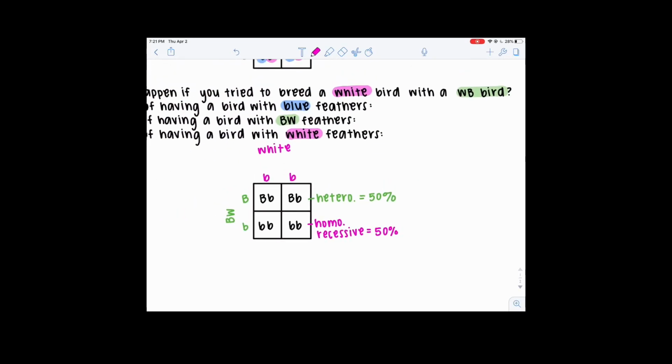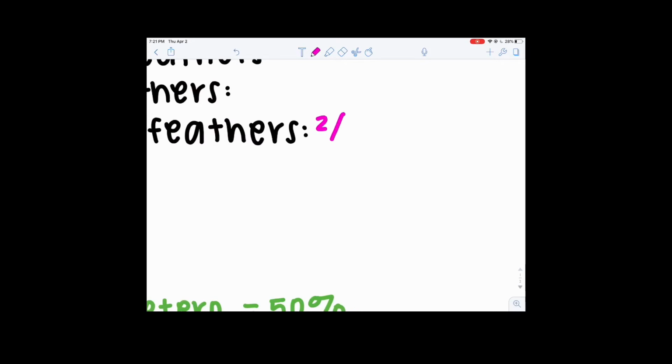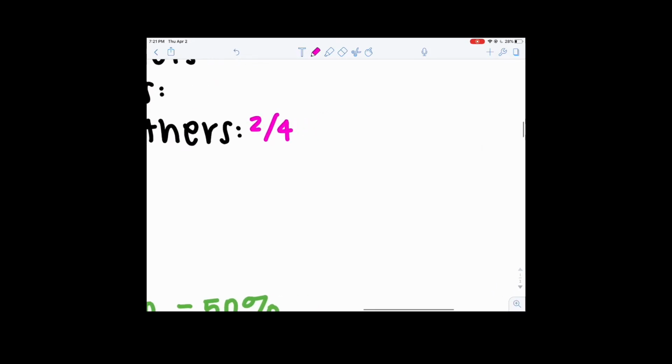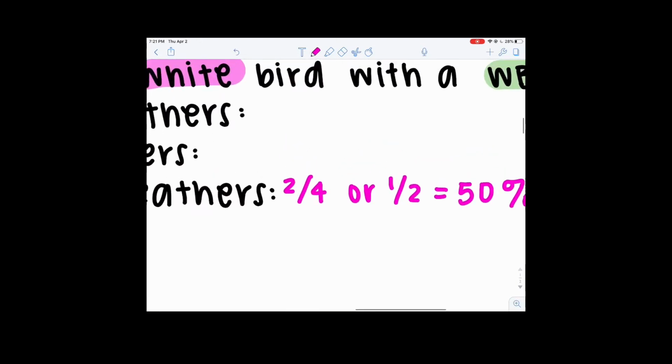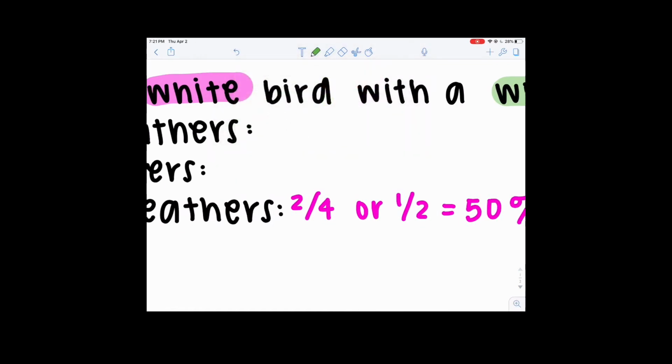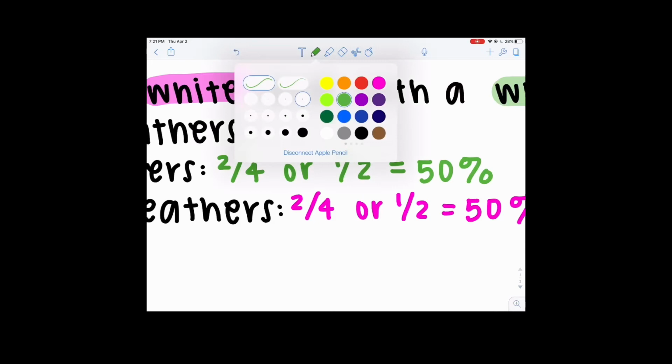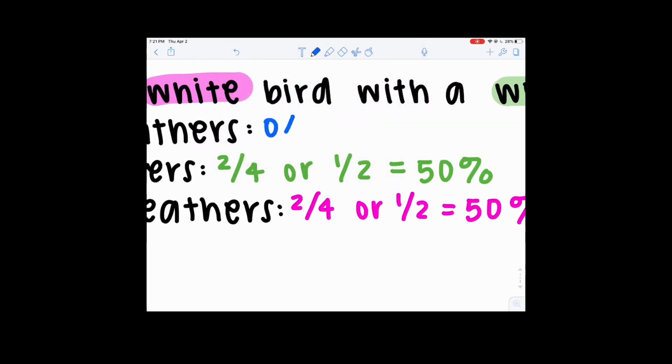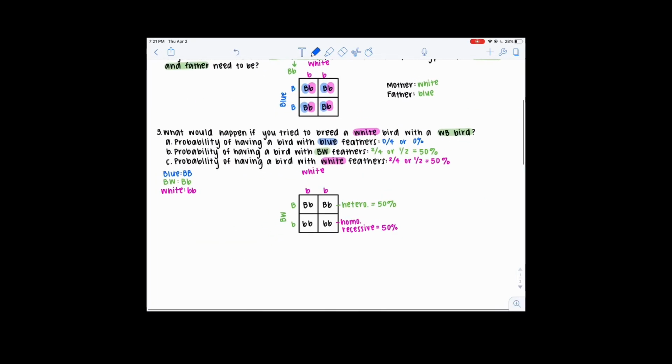The question asked how many would have white feathers, and we know that 50% of them will have white feathers. The other question asks how many would have BW feathers, and we know that also 50% of them will have BW feathers. And the last question asks how many would have blue feathers, and we know that none of them are homozygous dominant, so that means 0 out of 4, which is the same thing as 0%.